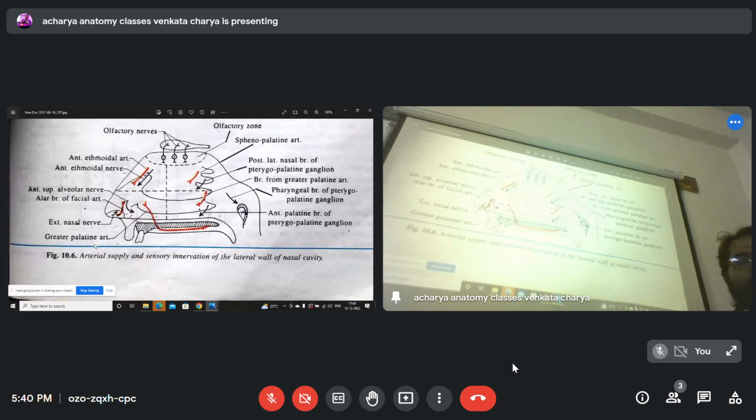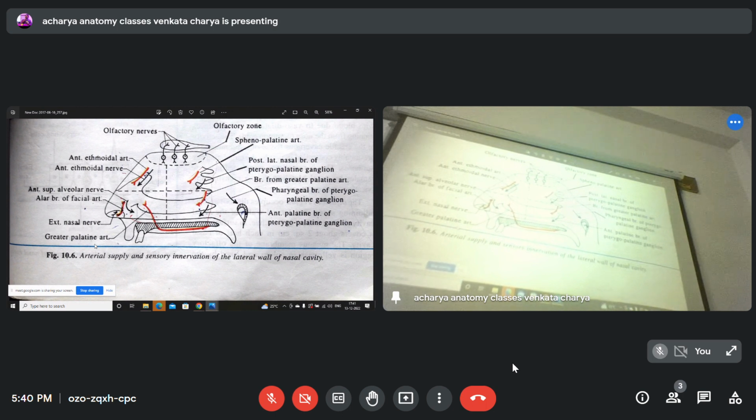Blood supply of the lateral wall of the nasal cavity. The lateral wall of the nasal cavity is subdivided into four quadrants by two imaginary lines. So, four quadrants, and writing.